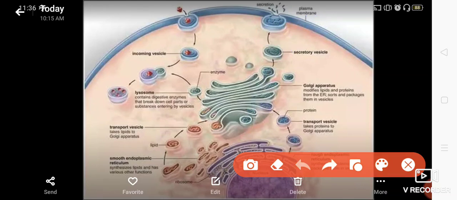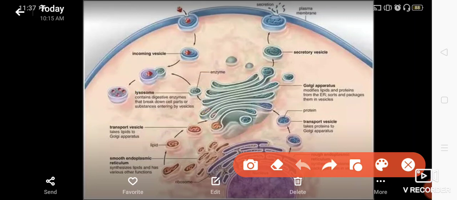So this is how these vesicles work in secretion, which means to release the materials outside the cell. These could be useful or harmful. These could be hormones also. Okay, so now you will see there is one more structure which is formed here, which is known as lysosomes.